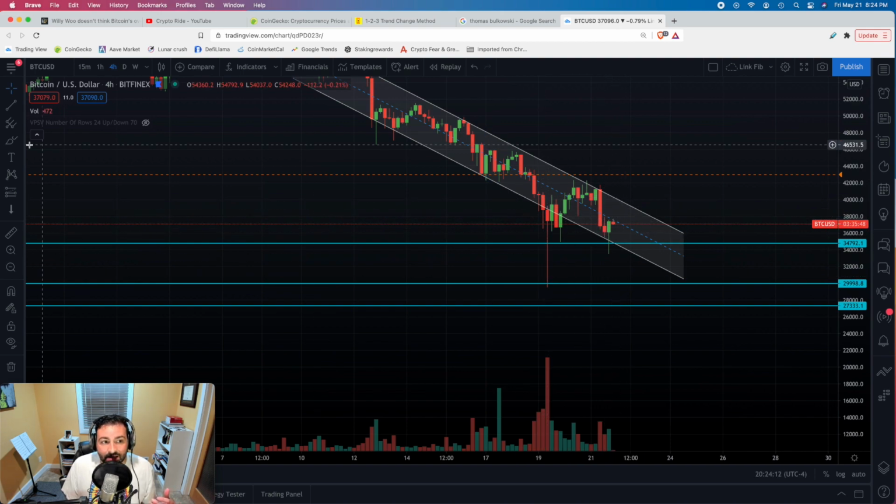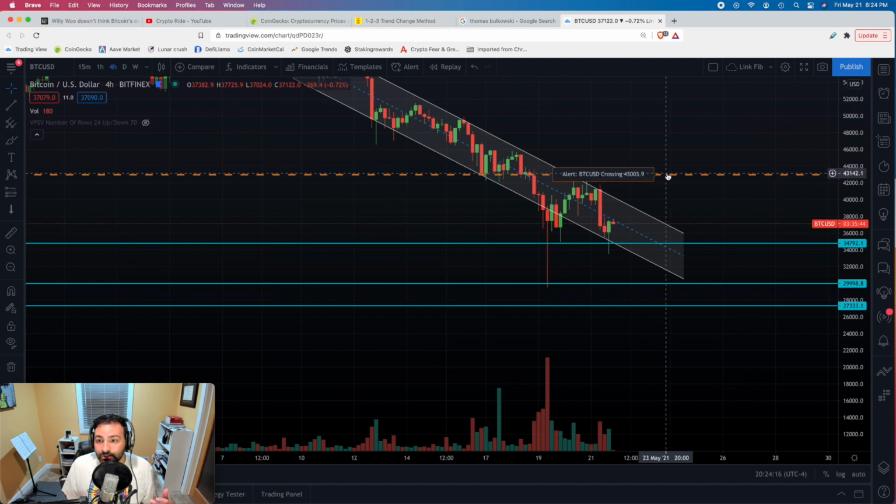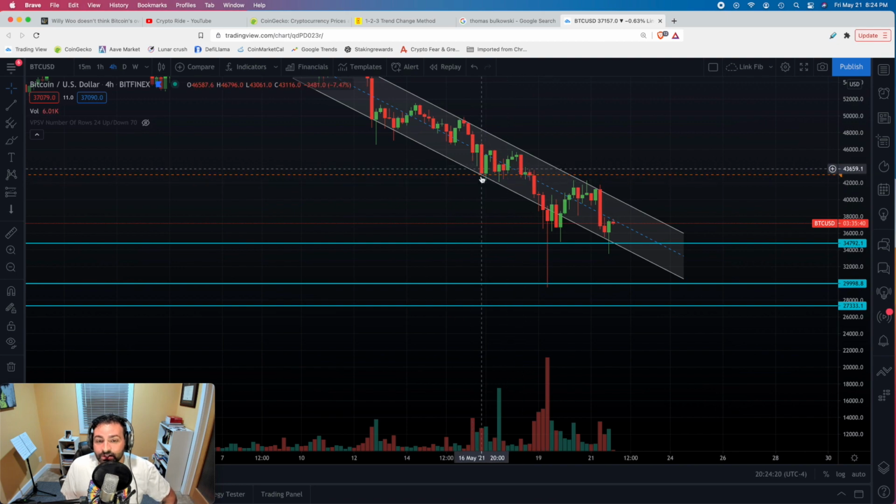Now we've got to see if we can break out of here and get a higher high and get up to this level here, which let's say around 43,000. We had some resistance over there. We've got to see if we can push up to that point.